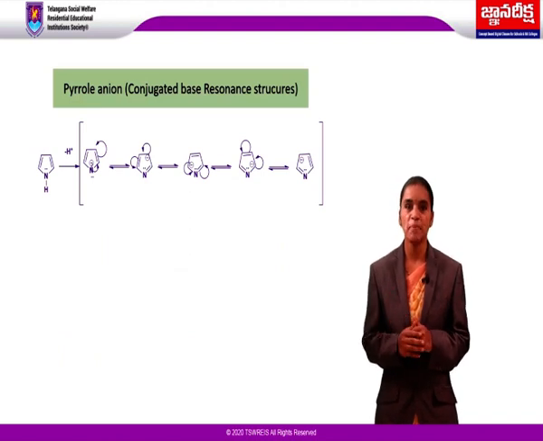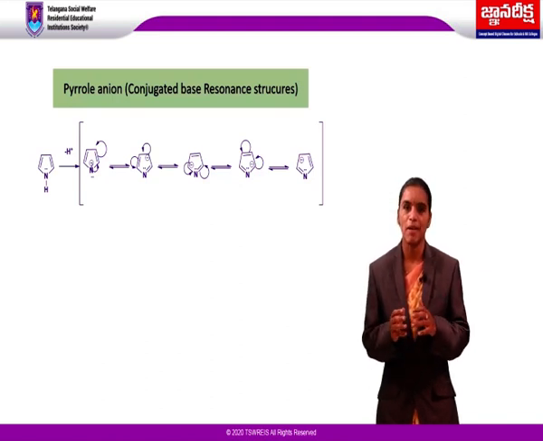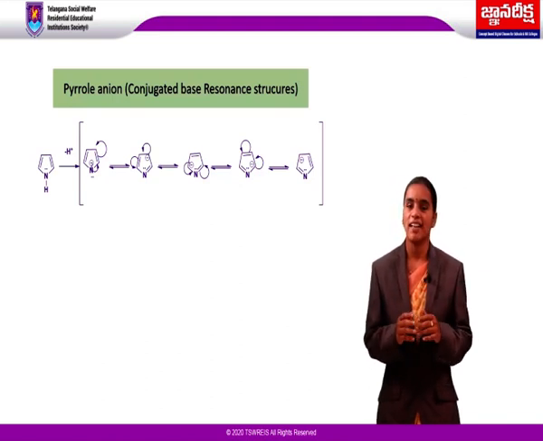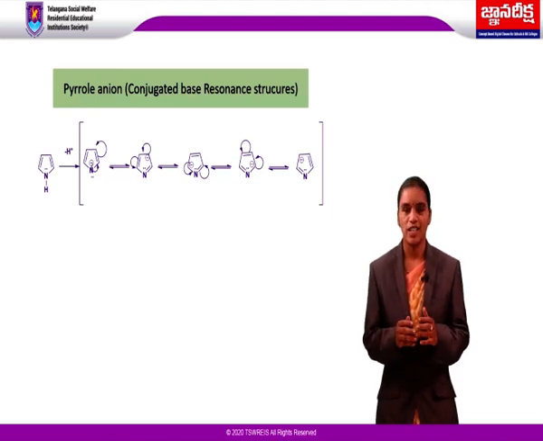Look at the reaction. This is the pyrrole. After losing a proton, it becomes the conjugate base, that means the pyrryl anion. This pyrryl anion is more stable than pyrrole because of the resonance effect.